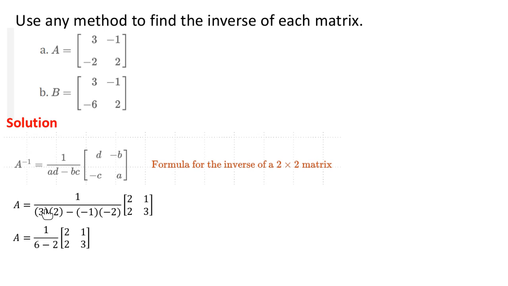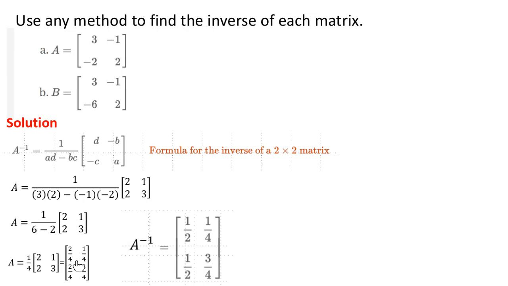Simplify. 3 times 2 is 6. Negative 1 times negative 2 is positive 2. And 6 minus 2 is 4. So that's your scalar, 1/4. We're going to multiply everything by 1/4. And so now we're going to have 2/4, 1/4, 2/4, and 3/4. You can reduce the 2/4, it's the same as a half. And so I have a 2/4 here, becomes a half. Okay. Any questions on this example?